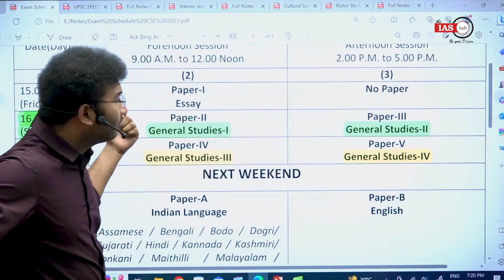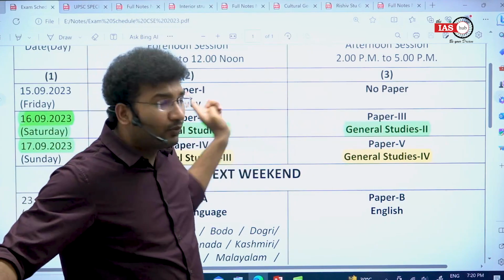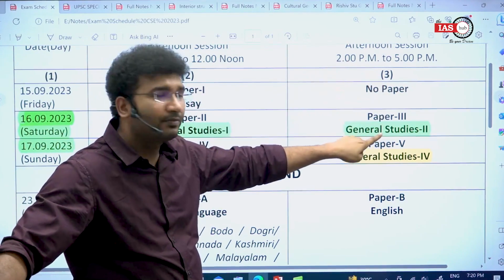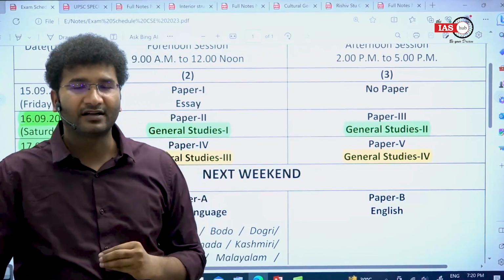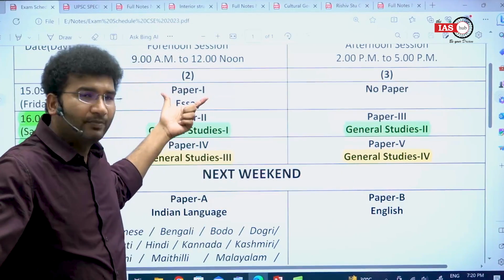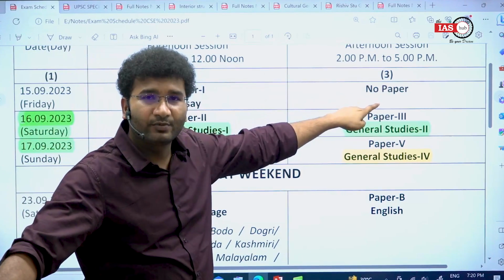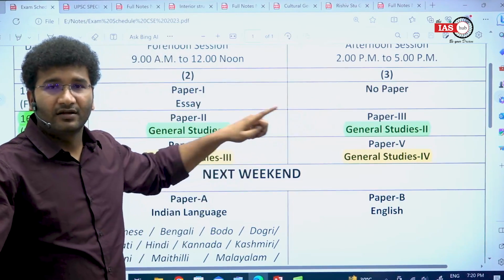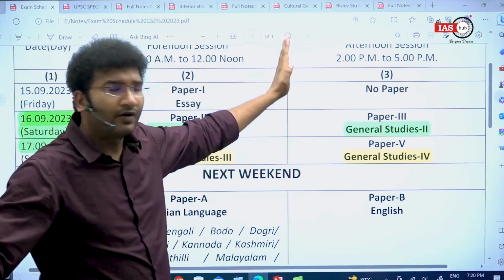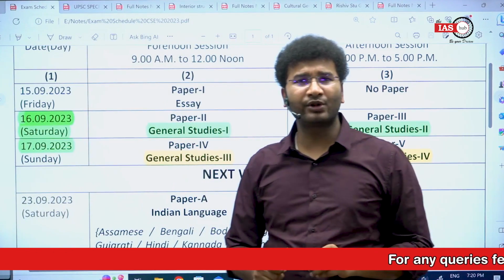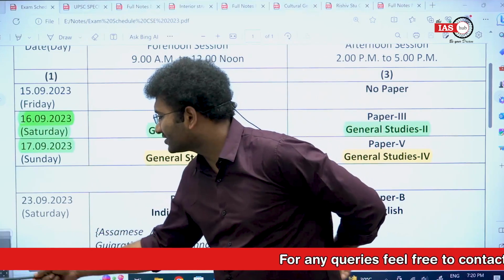On 16th, from 9 to 12, paper 1 will be written, and from 2 to 5 p.m. you will be writing paper 2. Now my one question is that after you complete your paper 1, that is essay, you have only less time to prepare for the next 2 examinations. Even if you're sitting at 1 or 2 p.m. back home and you start to study, would you be in a position to revise the next day's total subjects?